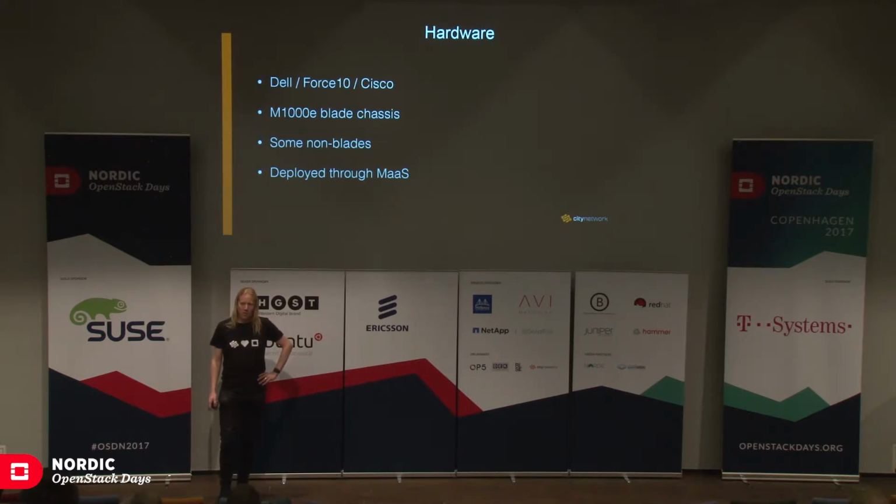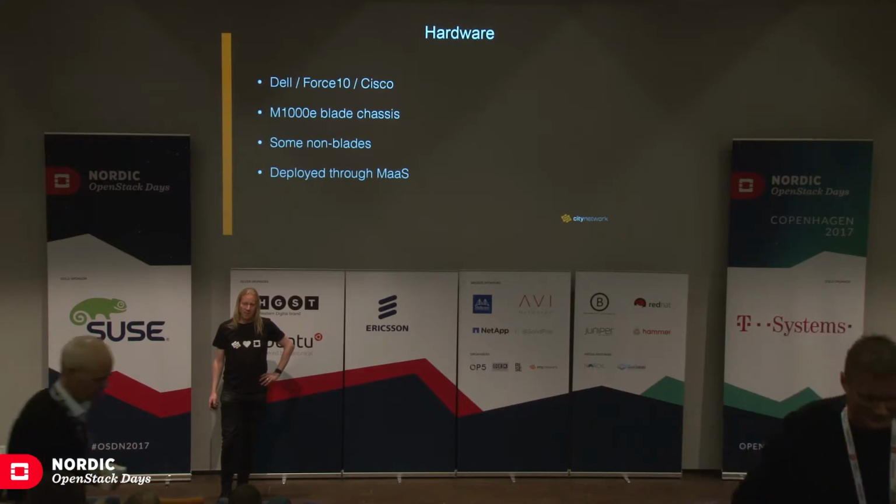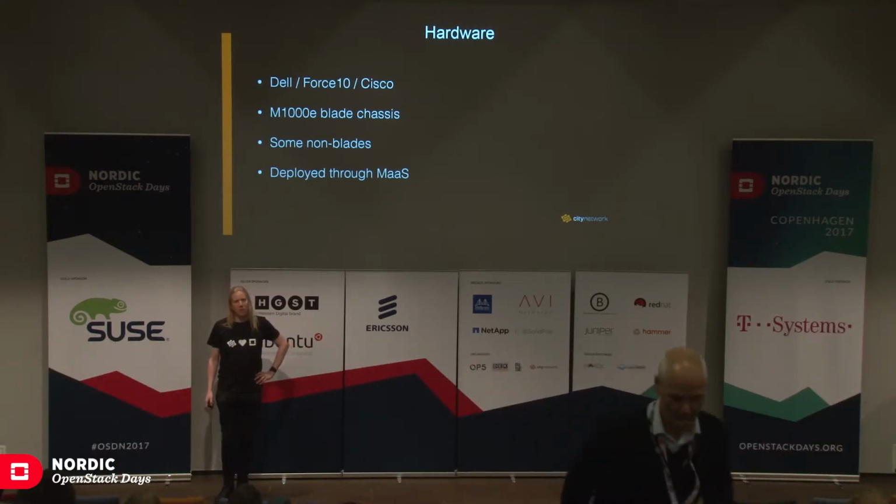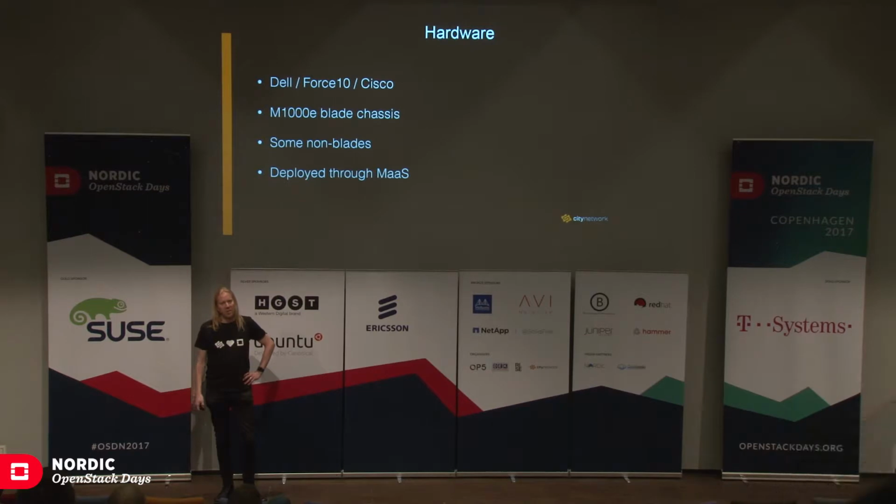For servers, we use M1000E blade chassis for most of the servers powering an installation like this. We also use some non-blades, for example for storage and some other features where we require actual hardware, either because you need more disks or more network interfaces or something like that that you can't get out of the blade. We deploy all hardware through MAAS. I'll get into that a little bit later.